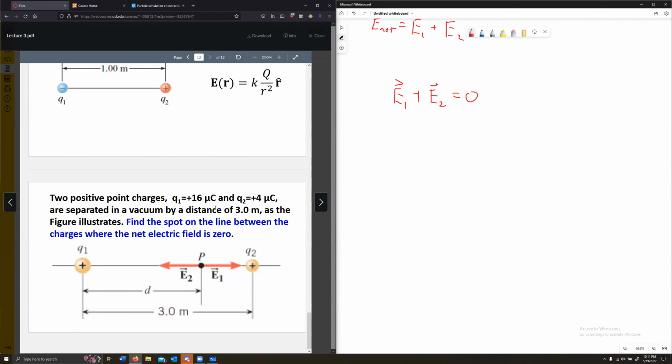So let's see. What we want to consider is we have these two particles. We have a positive and then we have a negative. And this is a distance of 3 meters. Here's how I have it drawn. You have this arrow, which is E1, the electric field of 1, and then you have this arrow, E2.